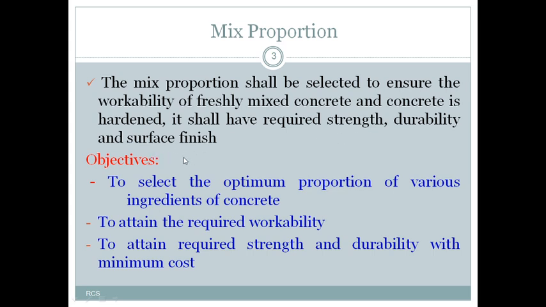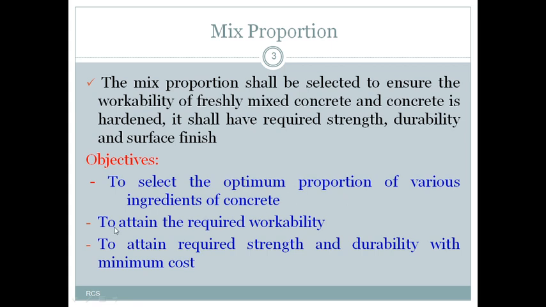What are the objectives of this mix proportion? The main objective of mix proportions is like this. It is to select the optimum proportion of various ingredients of concrete like cement, coarse aggregate, fine aggregate and water in the required quantity and mix them thoroughly. So we have to use them optimally, that means not less than the required or more than the required. We have to select the ingredients of concrete in optimum proportion.